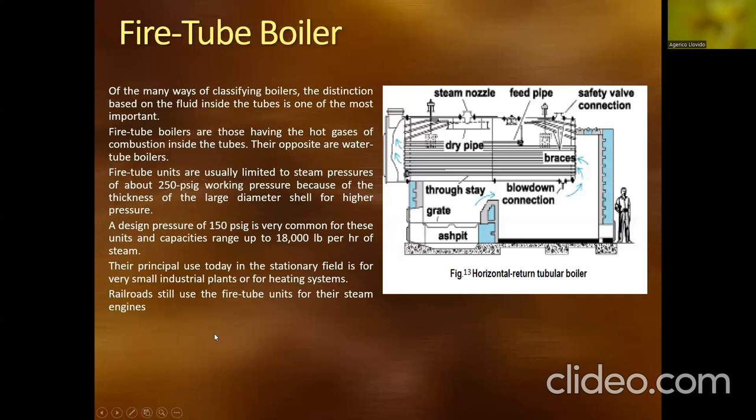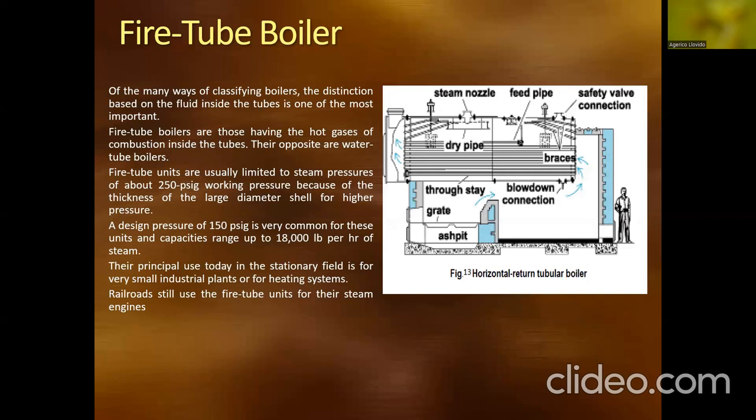Next naman is yung fire tube boiler. Hindi to kasama kanina sa grupo. Ano kasi yon is water tube. Punta naman tayo sa fire tube boiler. Anong page na kaya ito?